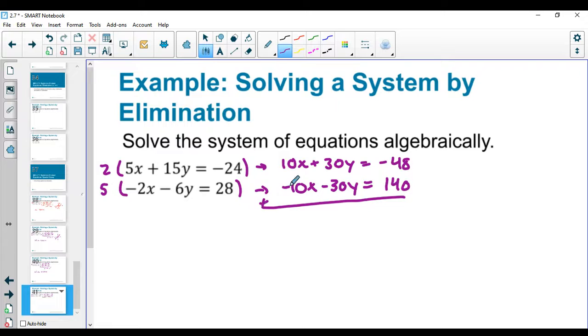And if we add these, 10x minus 10x is 0. 30y minus 30y is 0. And then we get negative 48 plus 140, which is going to be 92. And obviously, 0 does not equal 92. So again, we get that there are no solutions.